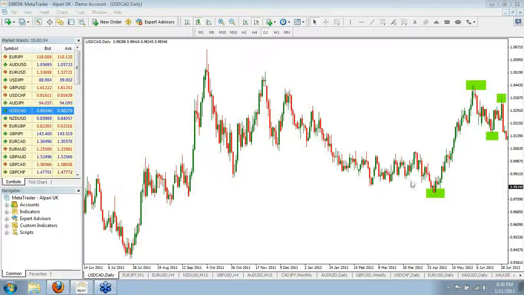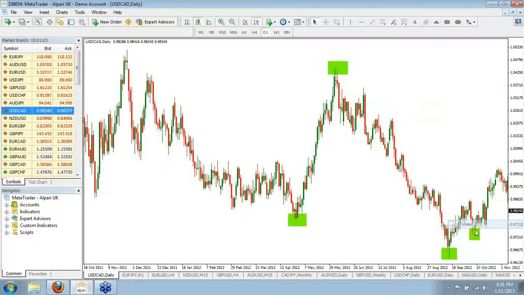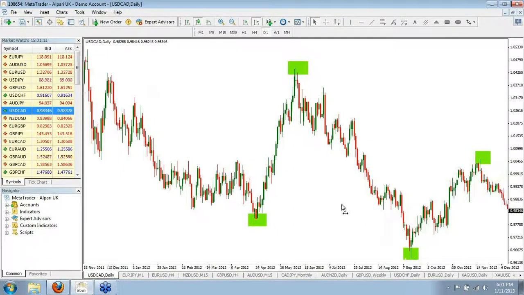Now the pivot points become very, very important for the simple reason that whenever you plot a trend line or you plot your Fibonacci ratios, they have to be plotted on pivot points. That was the whole point of understanding the fractals or the pivot swing points. Let's take the Fibonacci ratios initially.